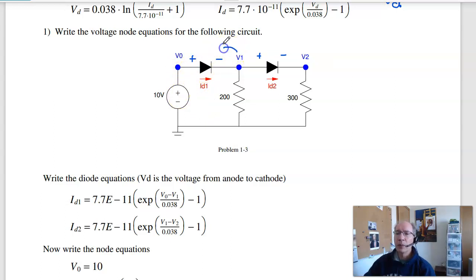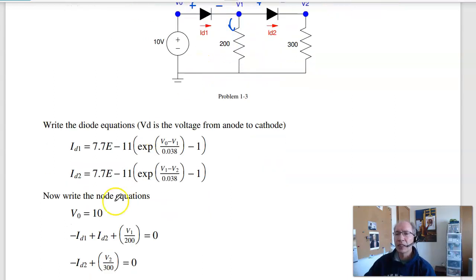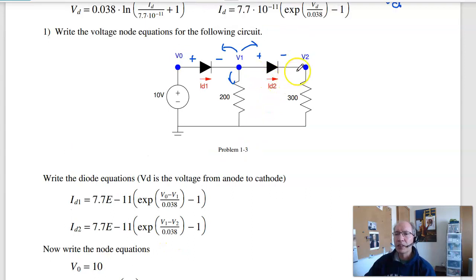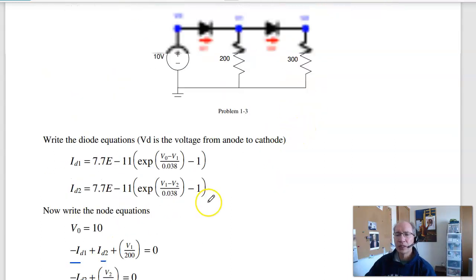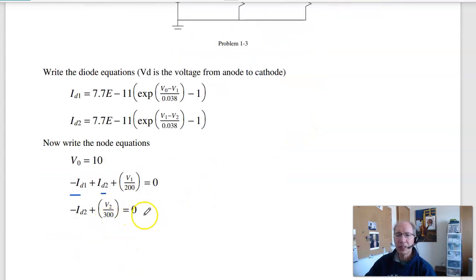At V1, the current left plus the current right plus the current down must equal 0. The current left is minus ID1. The current right is plus ID2. And the current down is V1 over 200. There's my fourth equation. Fifth equation is at node 2. Current left plus current down equals 0. That's minus ID2 plus V2 over 300 equals 0. 5 equations, 5 unknowns.